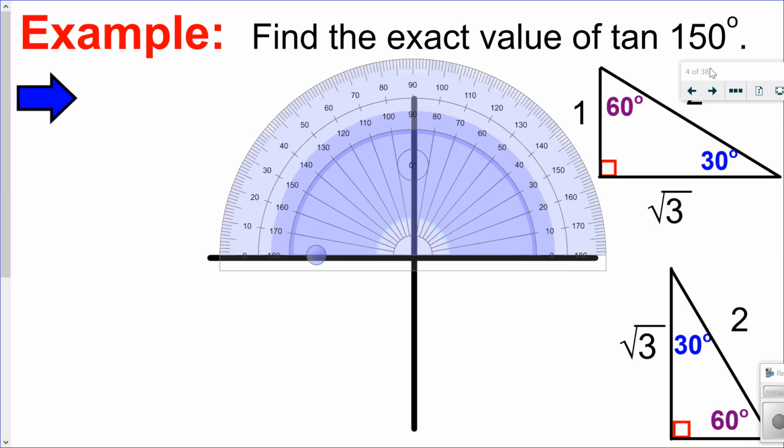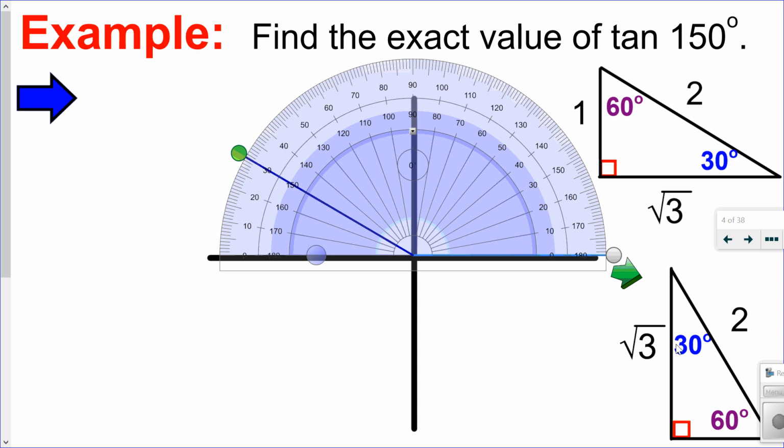Okay, let's share some examples. So you can see I have my special triangles on the side here. If you prefer to use your hand trick, totally fine. Okay, so I want to find the exact value of tan of 150. So I have my little protractor here and I'm going to sketch 150. I like to draw it to scale just so you can better see it.